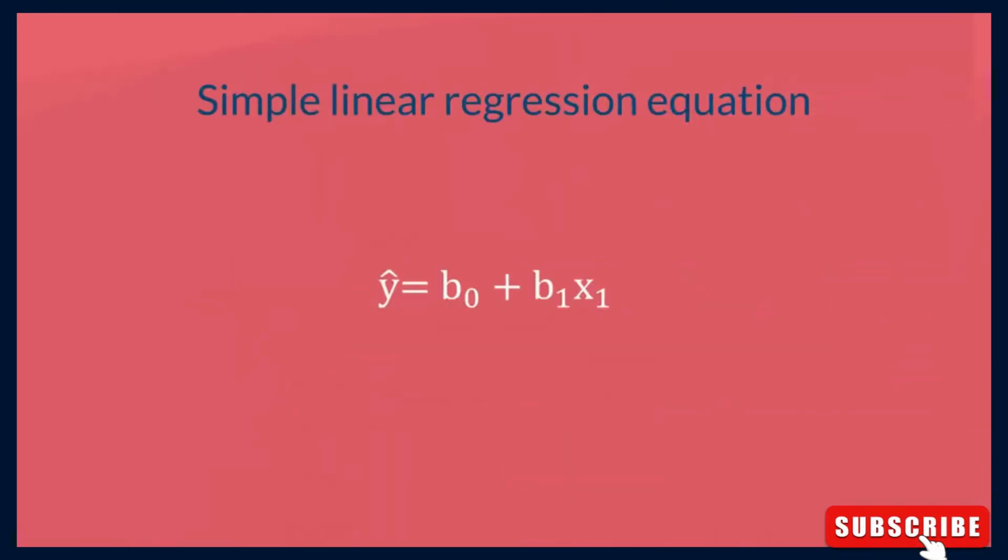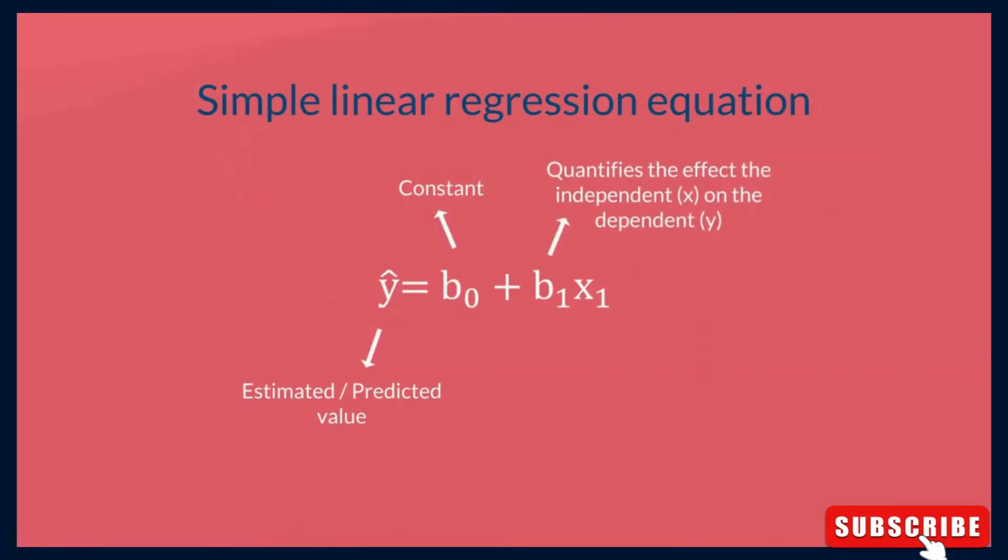It is simply y hat equals b0 plus b1 times x. You heard it right. The y here is referred to as y hat. Whenever we have a hat symbol, it is an estimated or a predicted value. b0 is the estimate of the regression constant beta 0, while b1 is the estimate of beta 1, and x is the sample data for the independent variable. This will do for now. We will discuss this equation in more detail in the next lessons.